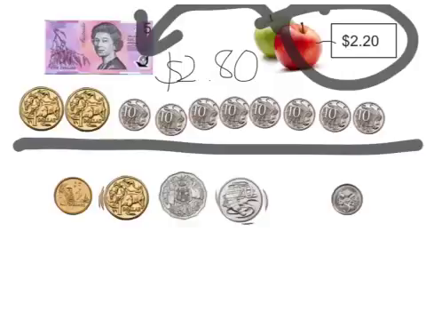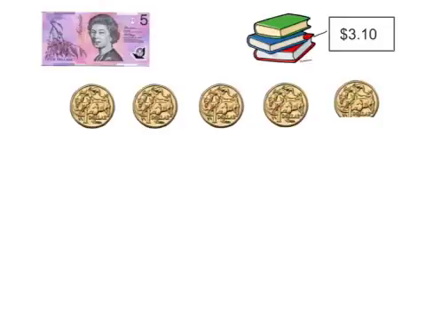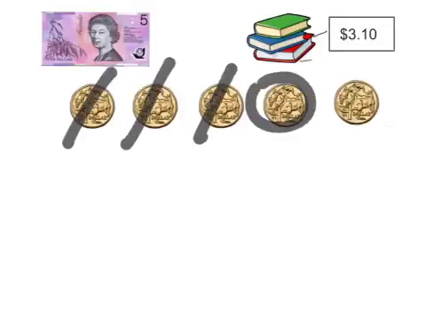Let's take a look at one last problem and practice these strategies one more time. This time again, $5 in my wallet, but I'm buying a collection of 3 books, which costs me $3.10. I could use the strategy of drawing my $5 coins to help me work this out. I could start by crossing off the $3 that I've spent. Now I've spent a bit of this dollar piece. I haven't spent all of it. I've only spent 10 cents.